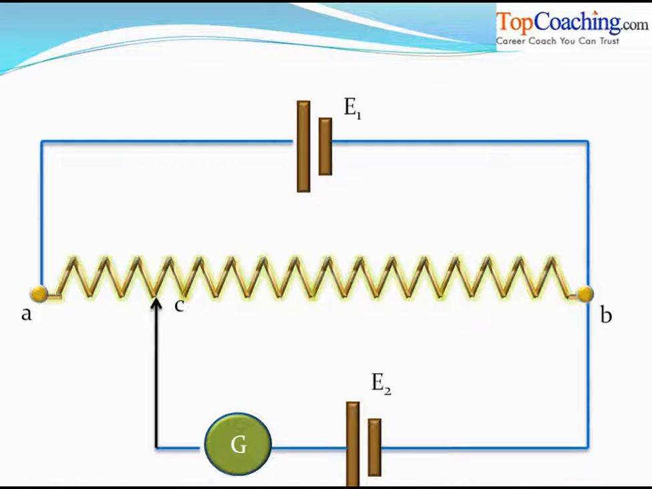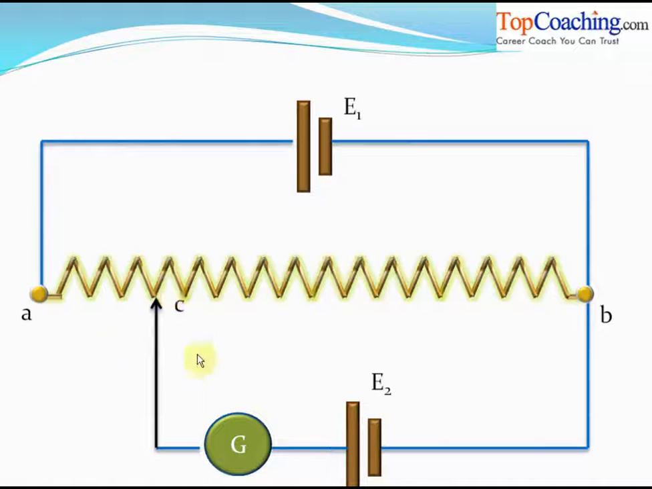Now the unknown battery whose EMF we have to measure is E2. As you can see, one end of this unknown battery is connected to the end B of the potentiometer. The other end is free to move. So basically end C is free to move. E2 is the battery whose EMF we have to determine. Now what do we do to actually determine the EMF of E2?